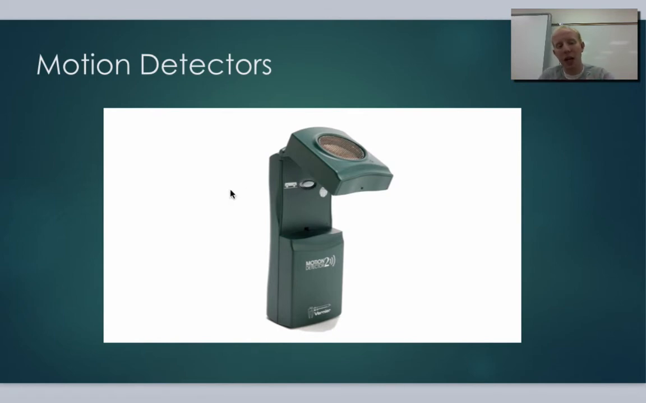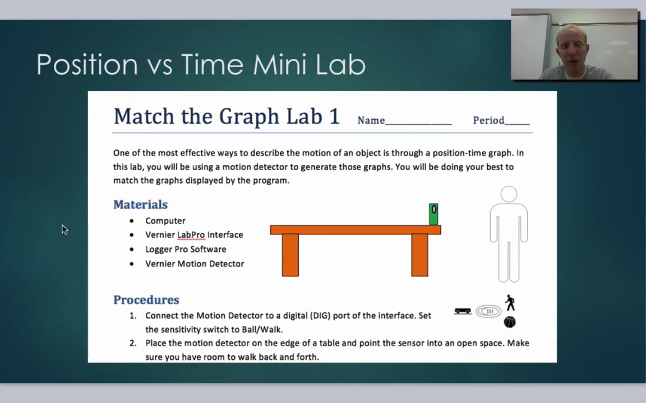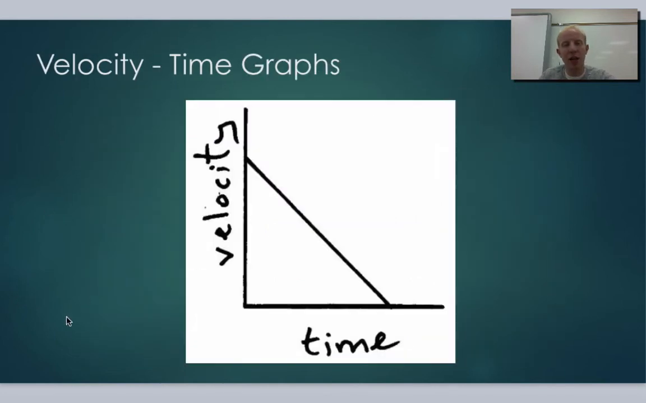Okay, so in class we did that lab. It was called Match the Graph Lab. You had to match a couple of graphs, okay, based on their motion. So hopefully you have a chance to work with those motion detectors sometime. Okay, but let's move on to the next type of graph, and that is a velocity time graph.